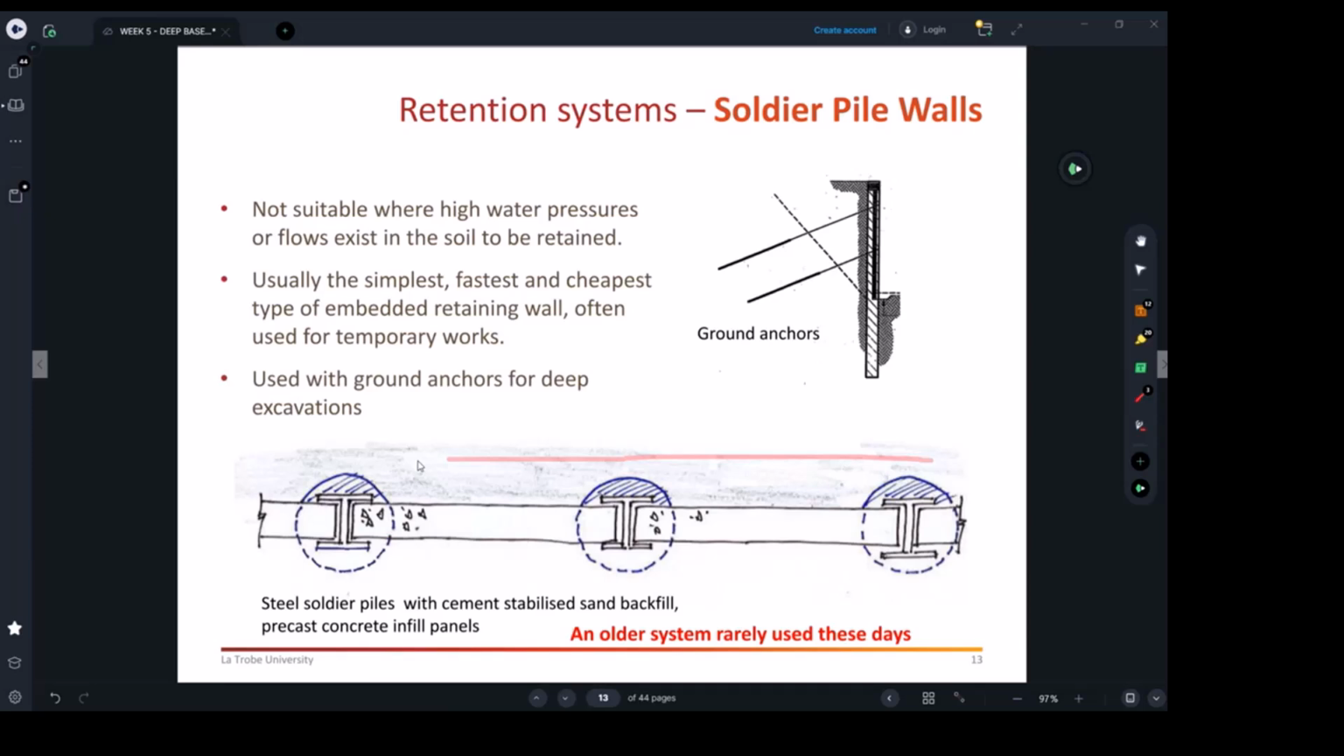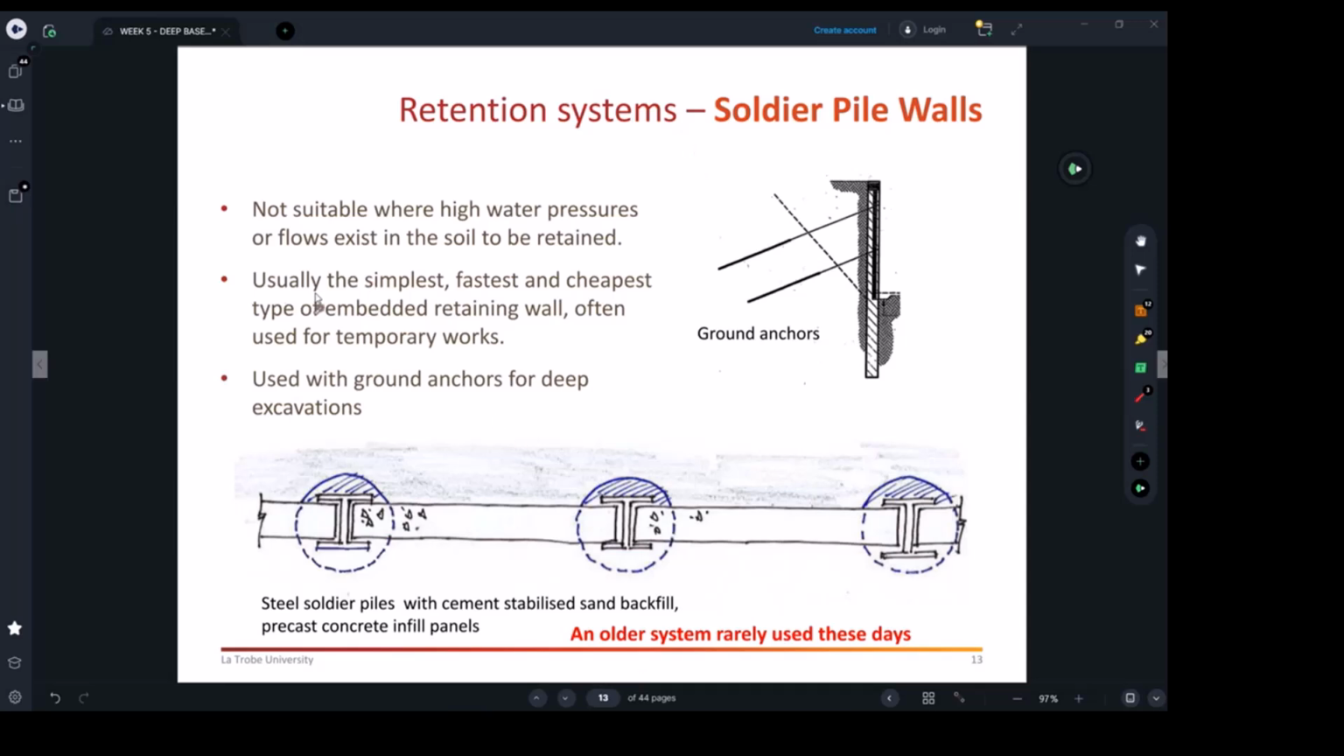By the way, this is also called the soldier pile wall system, but we use steel in this case. We are able to do that if you don't really want to use concrete piles. It's just another option, but the same system. And as we noted here, it's an old system that's used. We need to know about the old systems because you can also be involved in existing projects to modify or remove them. So you need to know how things are working.